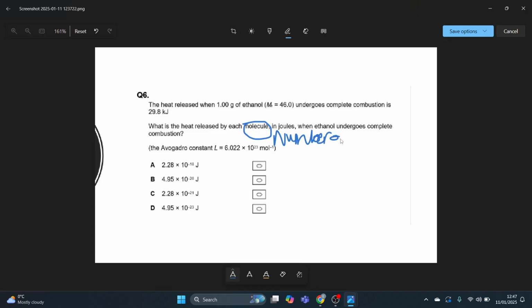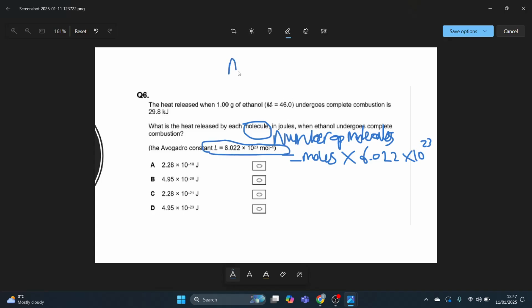Number of molecules. What we need to do is that's equal to the moles times Avogadro's constant. That's why it gives it to us. Think, why would it give us Avogadro's constant if we're not going to use it? We are going to use it.